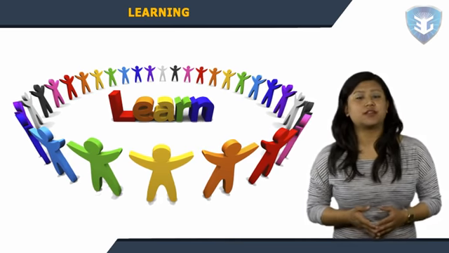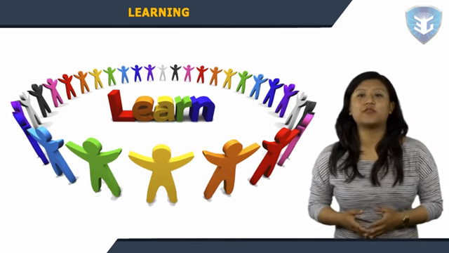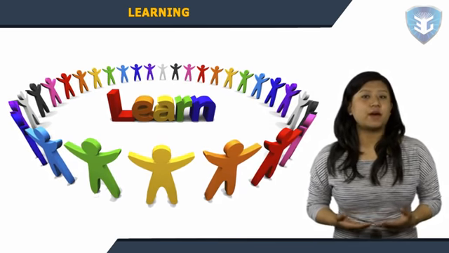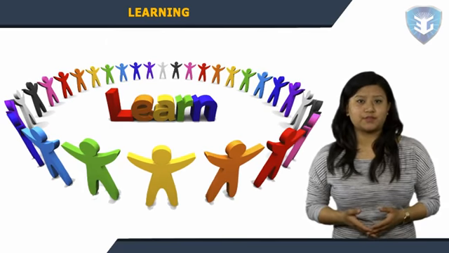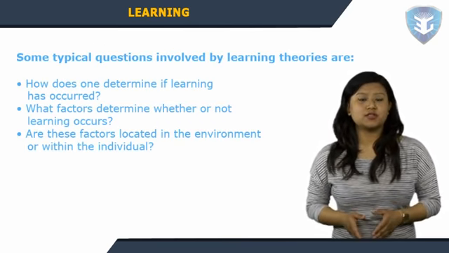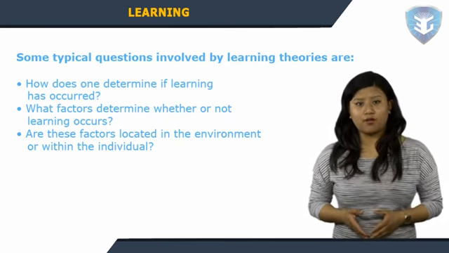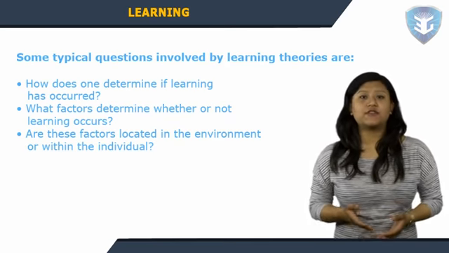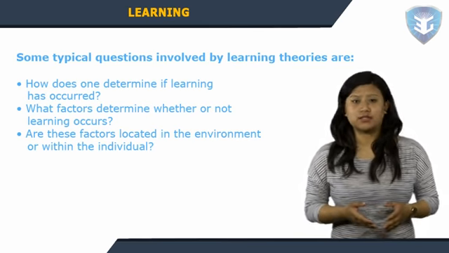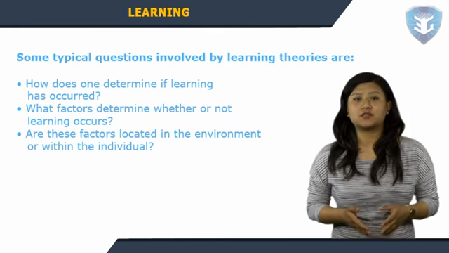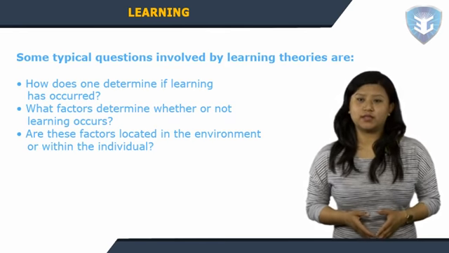A self-directed learning process is arguably the most powerful model for facilitating and inspiring individual, group and organizational learning and development. In addition to formal theories, people hold personal theories, including theories of learning and teaching. Some typical questions such theories might involve are: how does one determine if learning has occurred? What factors determine whether or not learning occurs? Are these factors located in the environment or within the individual?